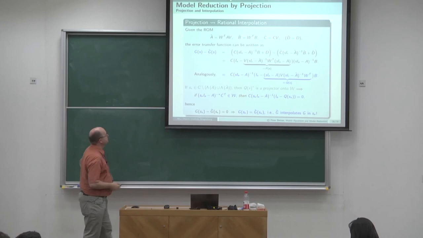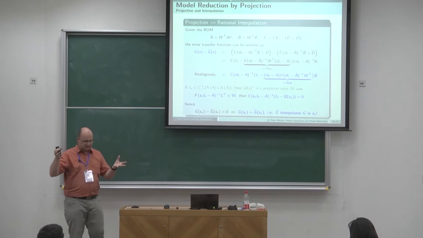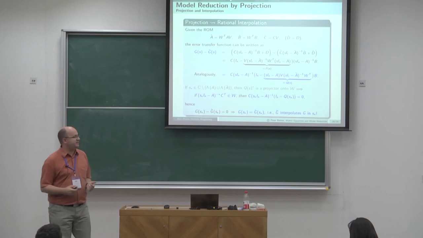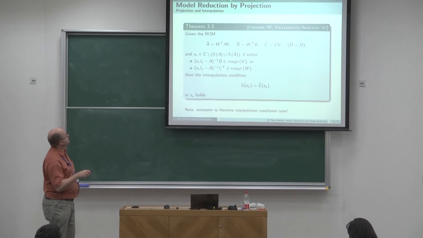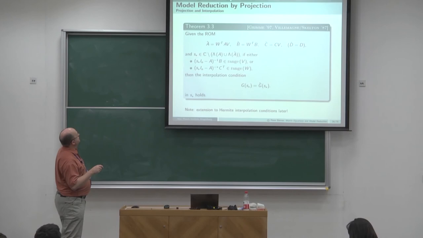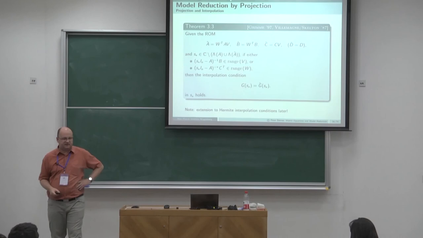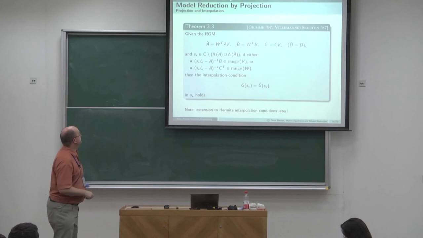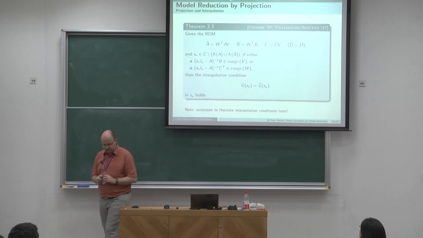So there's this connection between projection and interpolation. If you use vectors like this in your subspace, then you get interpolation. And this is already the basis of moment matching methods, Padé approximation, whatever. We will see that later on. But here's a very basic summary of what we have just seen. If you choose your projection subspaces V and W in such a way that either this or this object is part of the subspace, then you have interpolation. Actually, if both hold, then you've got even Hermite interpolation, where the first derivatives of G coincide. This is something you really need to memorize, because we will come back to this over and over again.